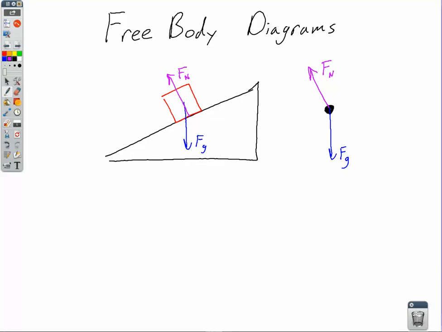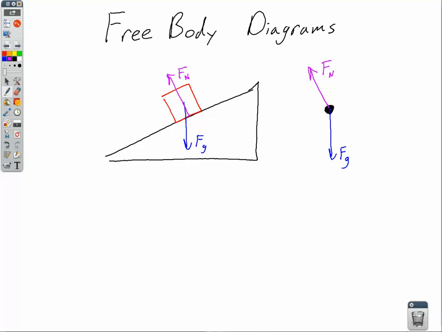So I now have the two forces acting on the object. It's called a free body diagram because this dot represents the box apart from everything else, and it just shows the forces acting on the box. These are not the forces acting on the ramp. These are the forces acting on the box, and the dot represents that.